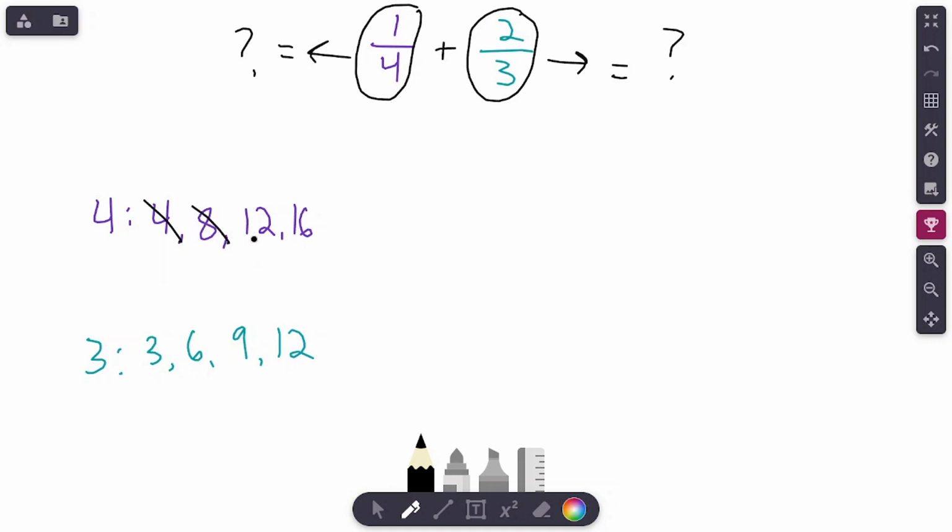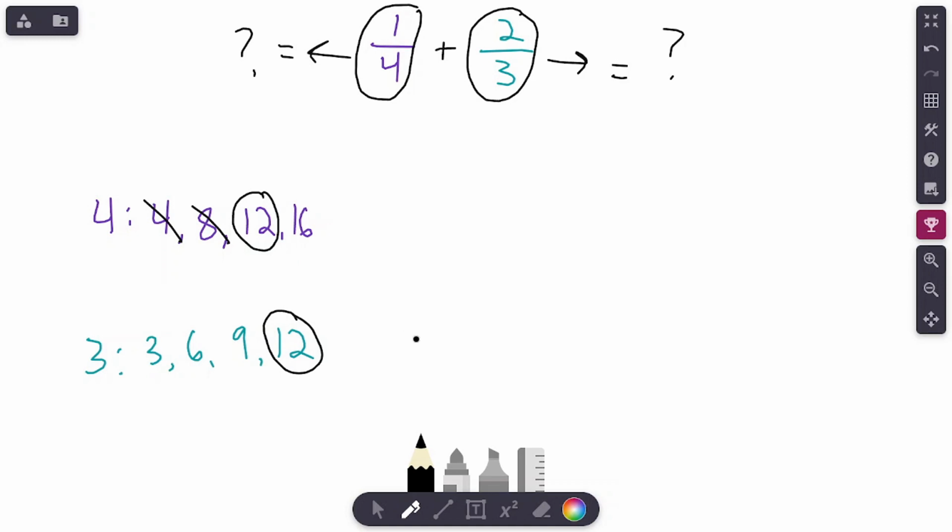Now let's move on to 12. Do you see 12 down here? 3, 6, 9. Whoop, I see 12 in both of them. So what I do is I circle them. I circle them because that is a common denominator. That is a like denominator. And a lot of times students will say, well, Mr. C, what if we didn't find one? You're going to keep going, because eventually you will find common denominators.